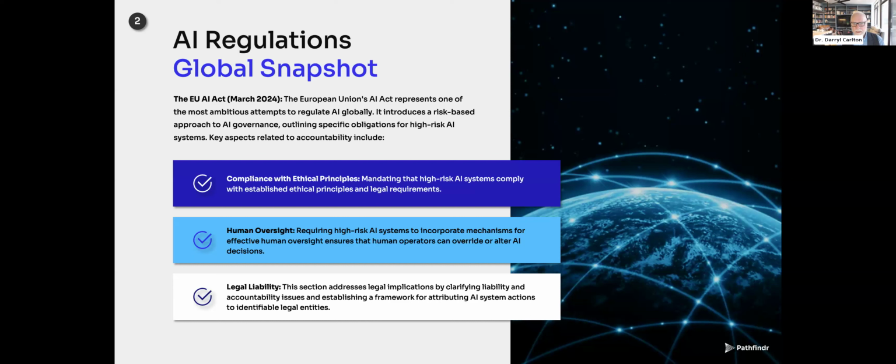So the EU Act has compliance with ethical principles. The ethical principles are laid down in the Act. They're also consistent with the ethical principles that are laid down in the IEEE guidelines on ethical deployment of AI, OECD, the Australian government, Canadian government, etc. One of the key measures is human oversight, and I'm going to give you some amusing examples of that later, and legal liability with respect to AI that perhaps doesn't work the way it should.